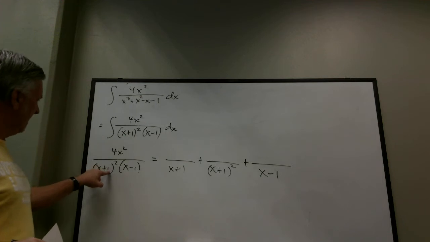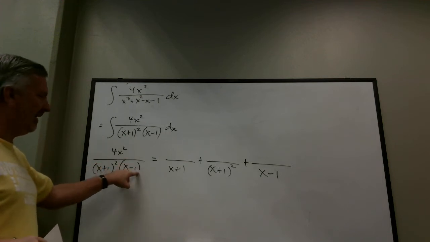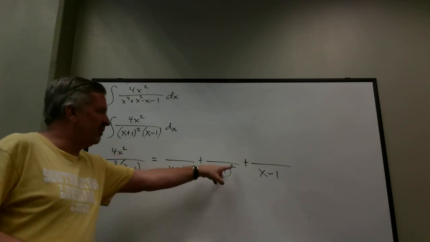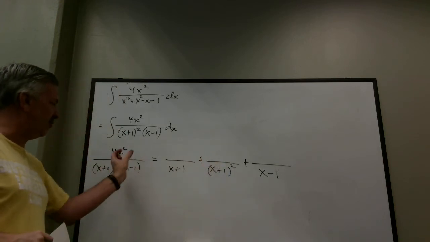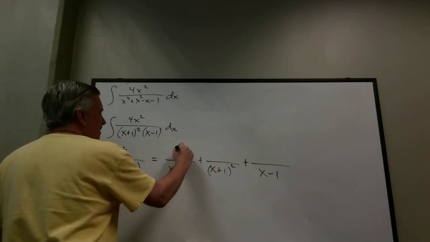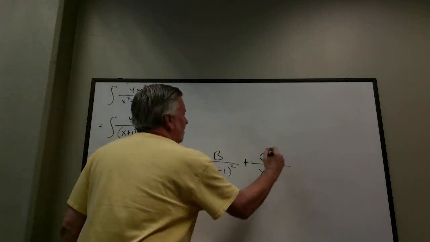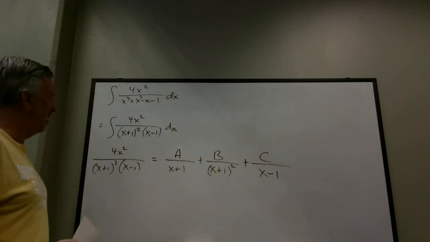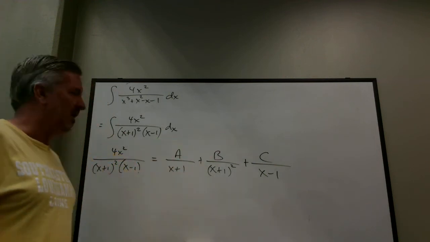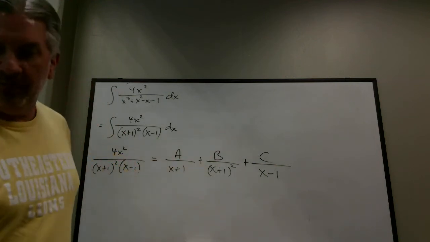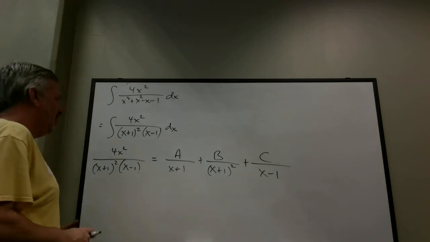Now, this is linear to a power and a linear. I know there's a square here, but don't think of that as a quadratic. Because it's linear to a power and linear to a power, all of these expressions have a constant in the numerator. So because of that, you have constant, constant, constant. And now we're back to sort of where we were before.